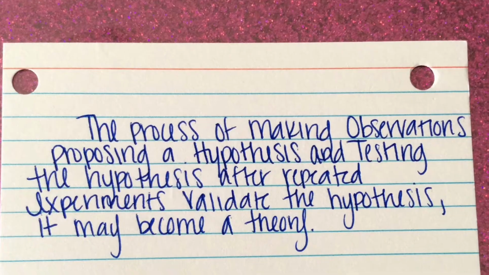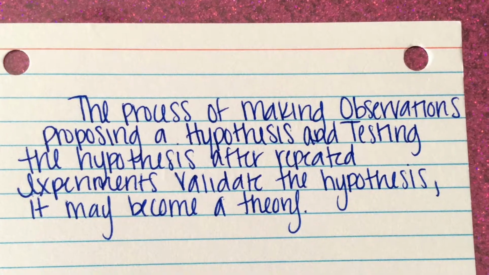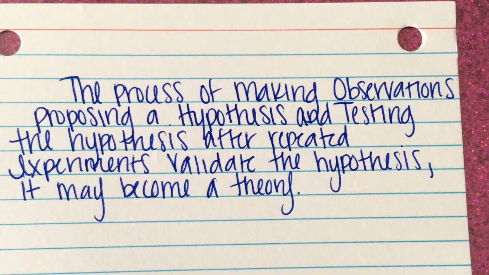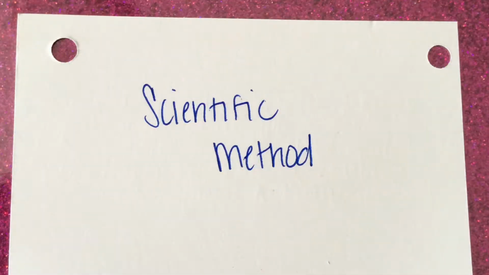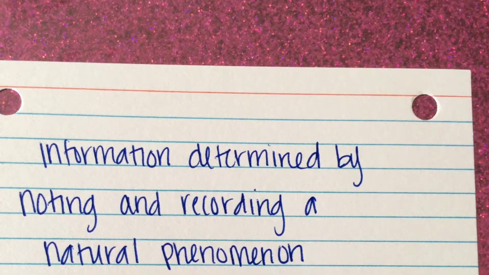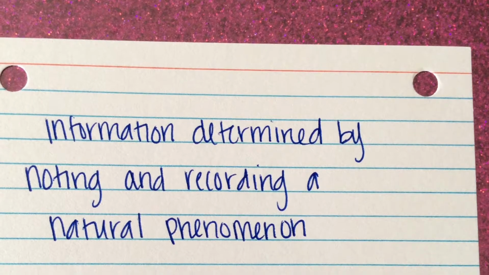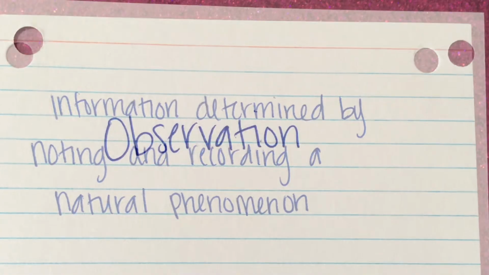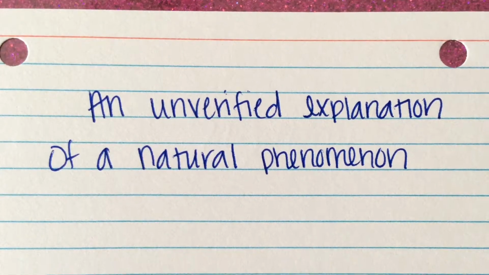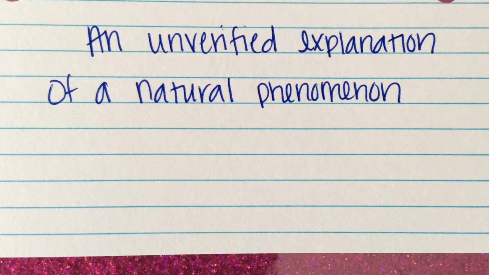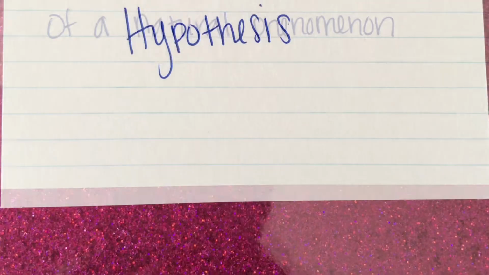The process of making observations, proposing a hypothesis, testing a hypothesis, after repeated experiments, validate the hypothesis. Scientific method. Information determined by noting and recording a natural phenomenon. Observation. An unverified explanation of a natural phenomenon. Hypothesis.